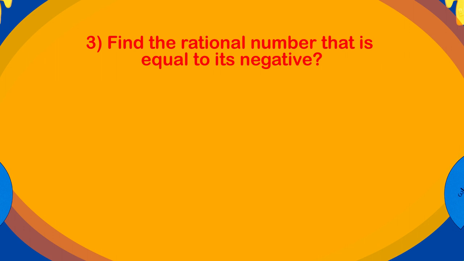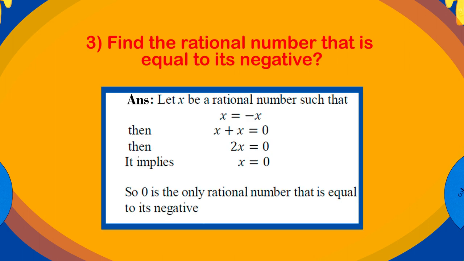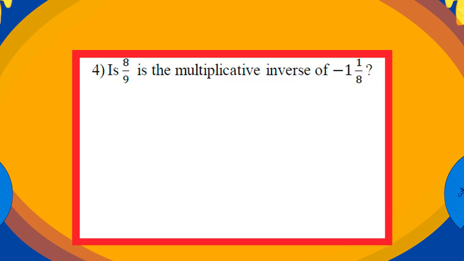Third question, find the rational number that is equal to its negative. It is also very interesting. Let us see the solution. Let x be a rational number such that x is equal to its negative, that is minus x. Then by taking minus x on the left hand side, it becomes x plus x is equal to 0, that is 2x is equal to 0. Since 2 is not equal to 0, the only possibility is x is equal to 0. So, 0 is the only rational number that is equal to its negative.